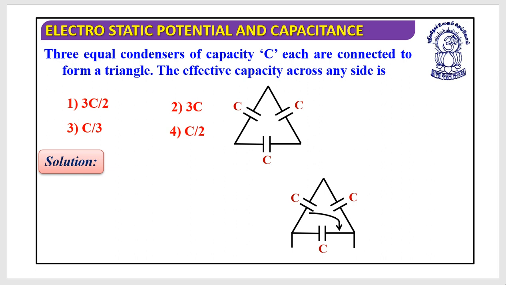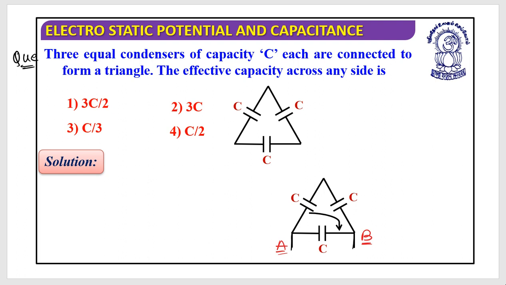Look at this carefully and calculate. What they have given is three equal capacitors, meaning they have the same capacity. Three equal capacitors of capacity C each are connected to form a triangle. The effective capacity across any of the sides. Okay, let's choose this one and provide them with a name, A and B, and you need to find out the equivalent capacity over here.